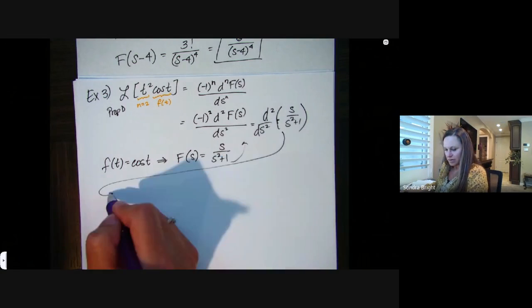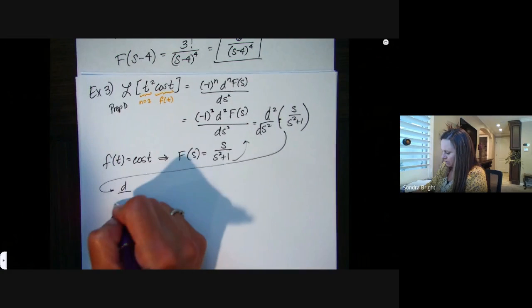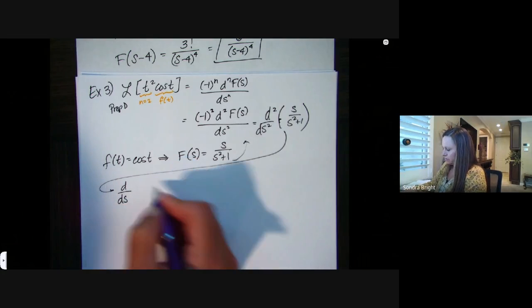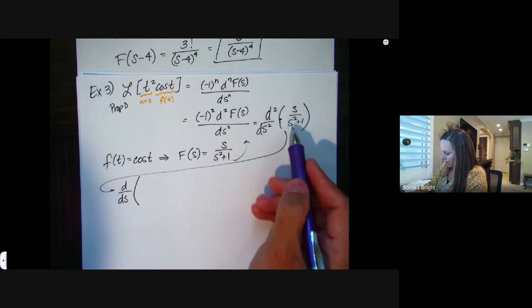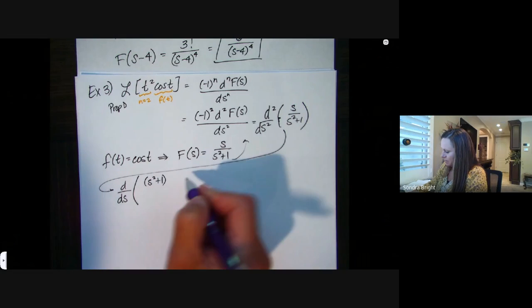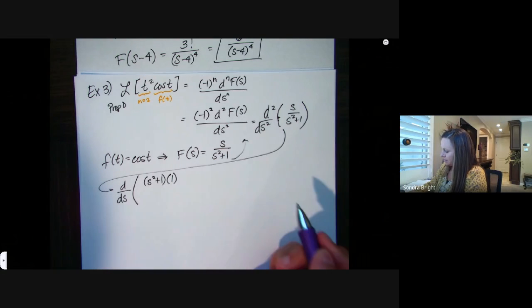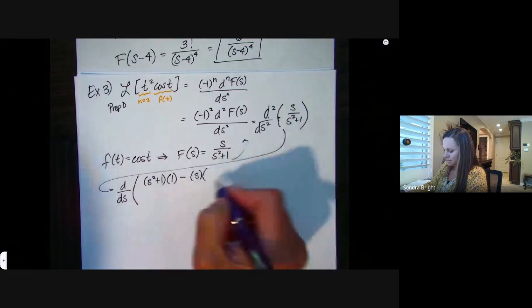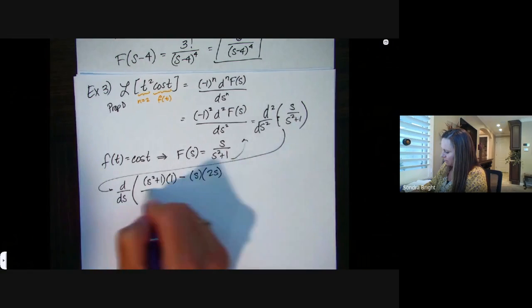And what's the second derivative? Well, you're going to have to use quotient rule. So I'll take the first derivative first, so I'll do it twice, which means take the bottom times the derivative of the top. This is with respect to s, so it's a 1, minus the top times the derivative of the bottom, which would be a 2s, and then all over the bottom squared.